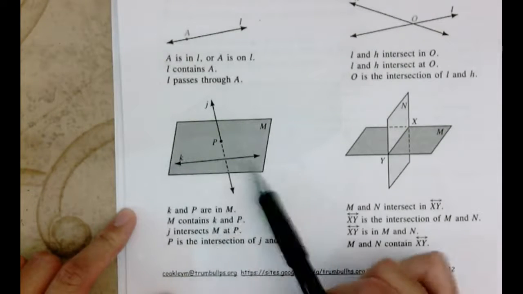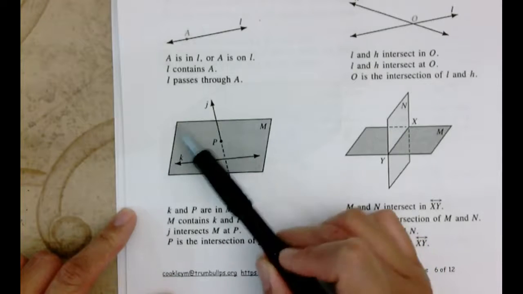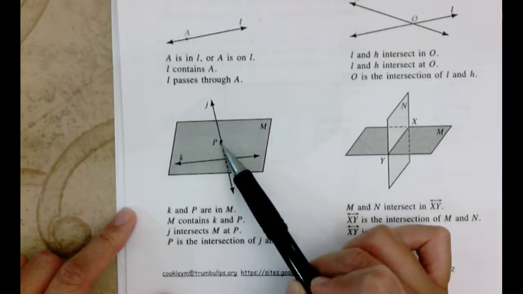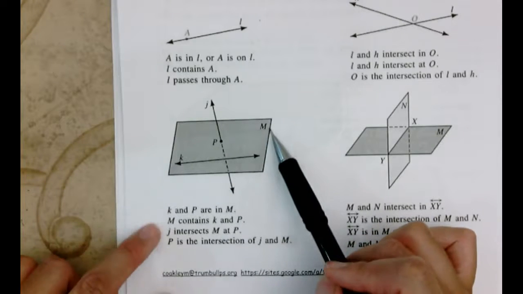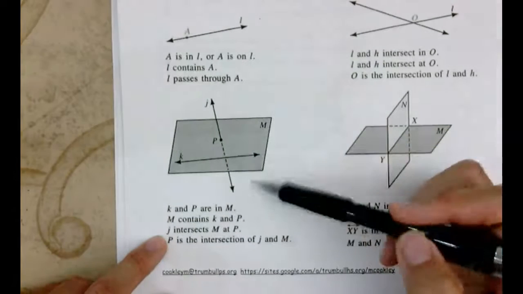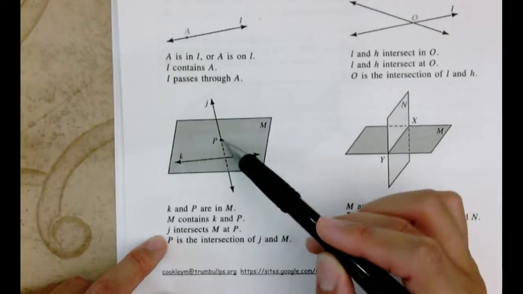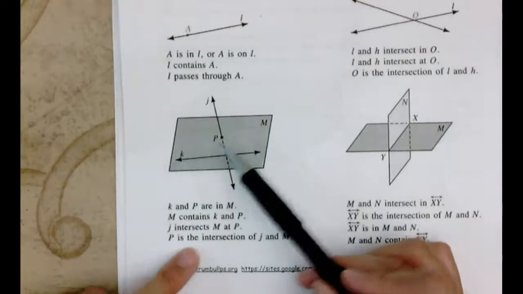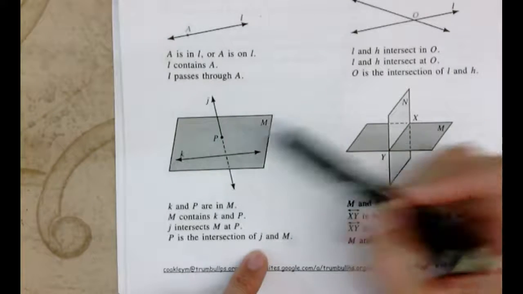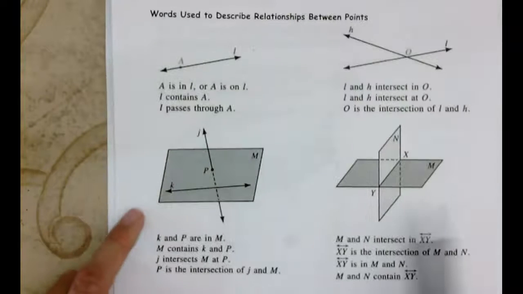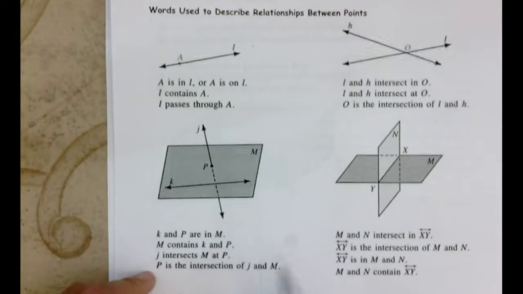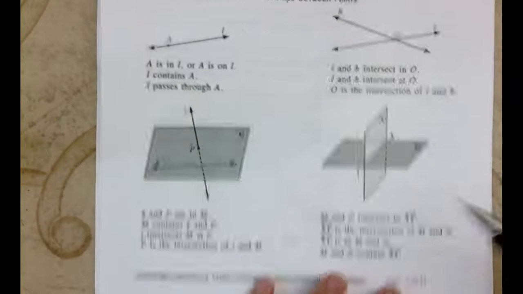Okay, the line K and P are in M. This line is sitting on this plane and also this point is in this plane. Okay. M contains this line and also point P. J intersects the plane M at point A. P is the intersection of line J and plane M. Okay. Now, at the end of this chapter, you need to be able to draw this based on these descriptions. Okay. So that's a little bit tough, but we will practice.